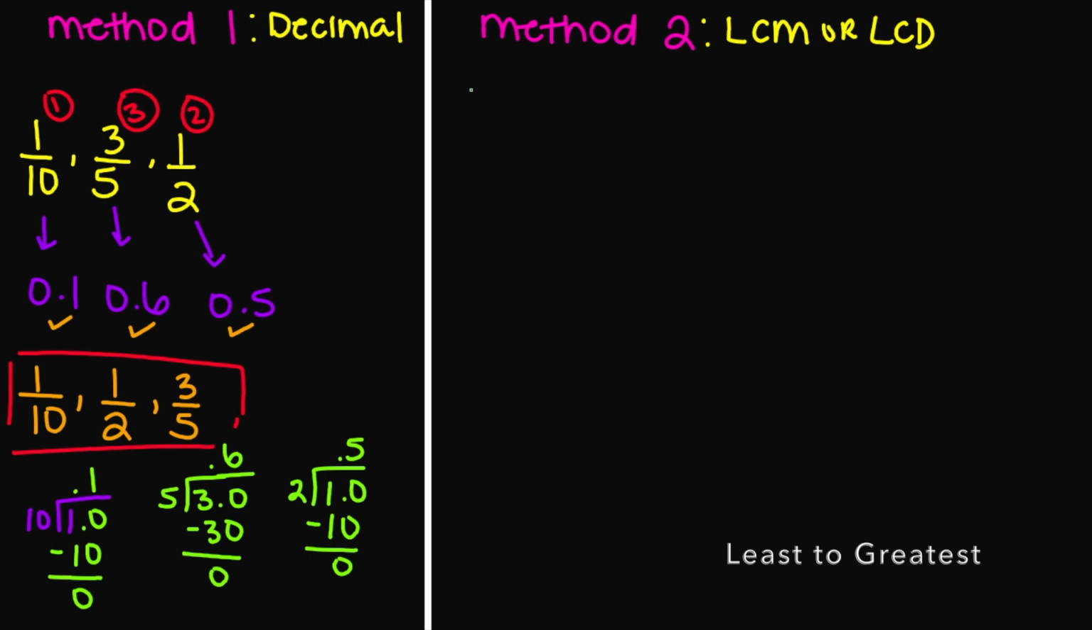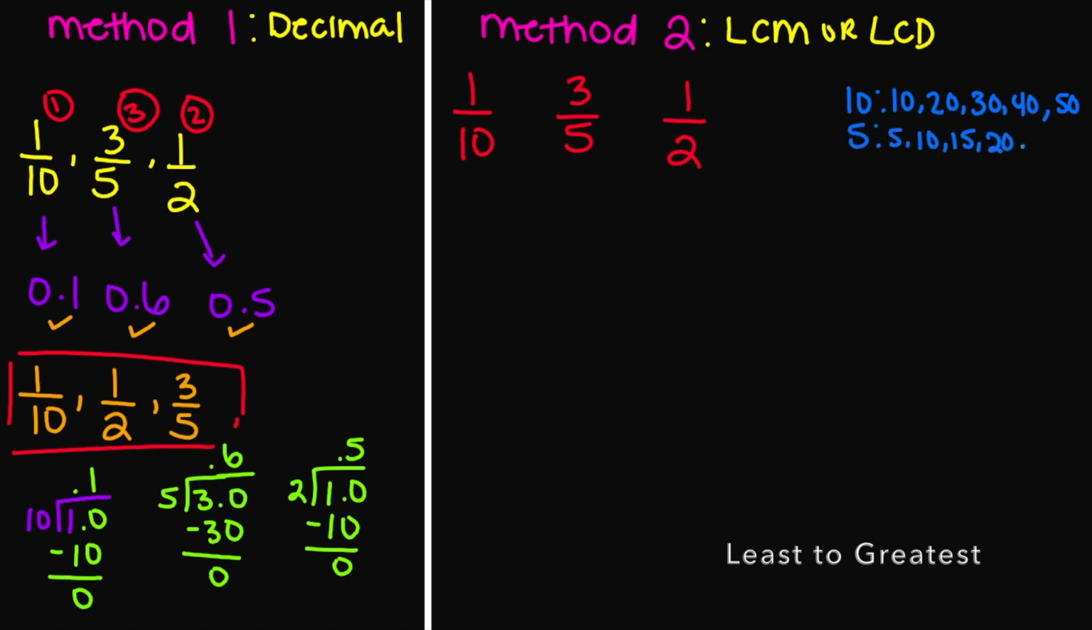So let's try the second method. So we have 1 over 10, 3 over 5, and then 1 over 2. Let's list the multiples of my 10 first. So we have 10, 20, 30, 40, 50, and I'll stop here for now. My 5, we have 5, 10, 15, 20, 25, and I'll stop here for now. And then my 2, you have 2, 4, 6, 8, 10, 12, and I'll stop here for now. The least common denominator, the least common multiple, is going to be the number 10.